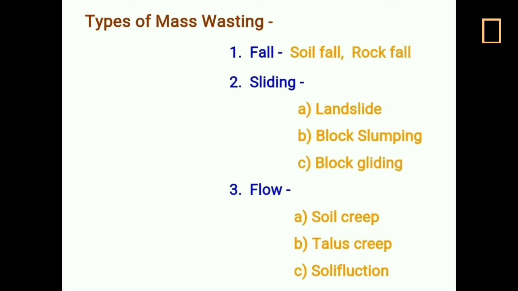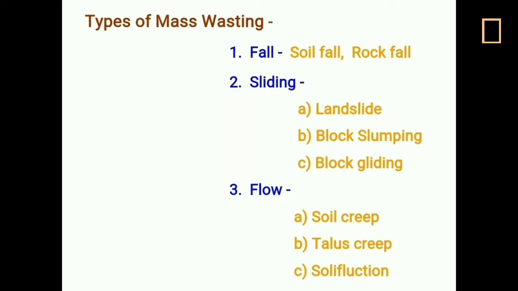Mass wasting can be broadly classified into three categories: fall, sliding and flow. Sometimes rock pebbles suddenly fall down from the upper part of a steep slope due to gravity, and this is known as fall. They can be classified into two types, soil fall and rock fall, according to the nature of the object. Sometimes weathered debris rolls down along a smooth slope due to gravity and is known as slide.